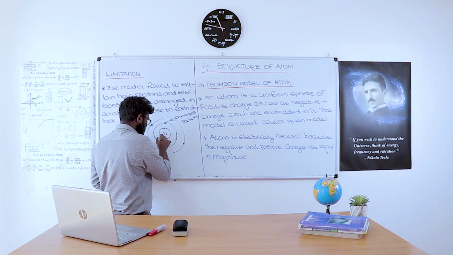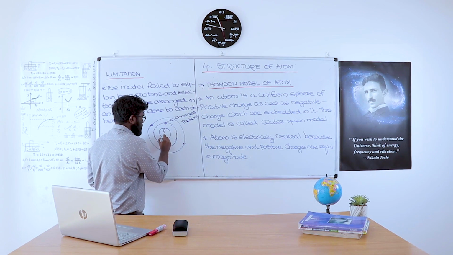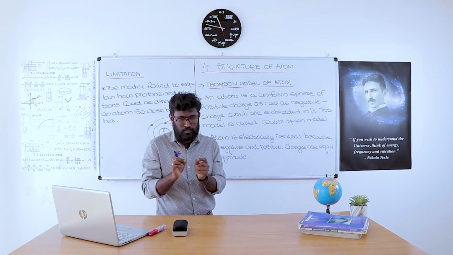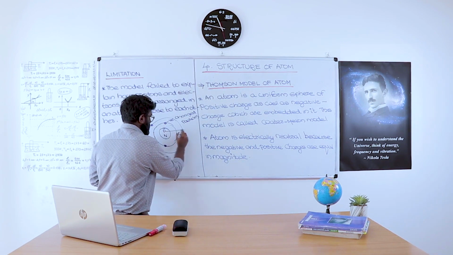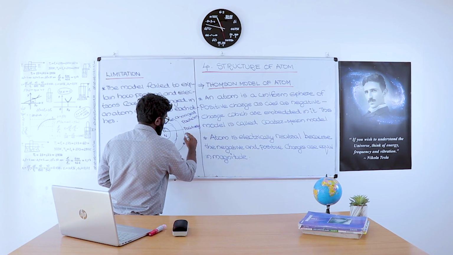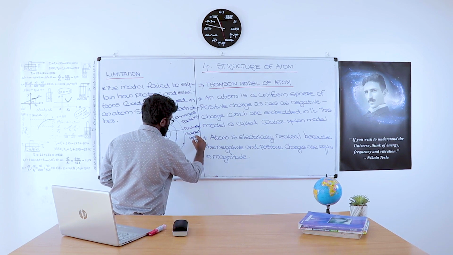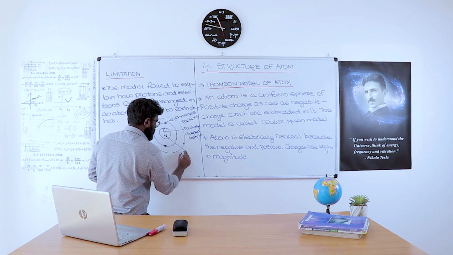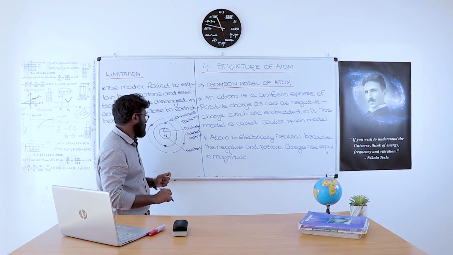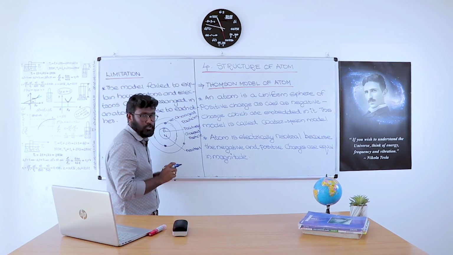So here, the nucleus consists of protons and neutrons. Protons are positively charged particles. And these neutrons are neutral. So here is a positively charged particle inside the nucleus, and there will be neutrons also.